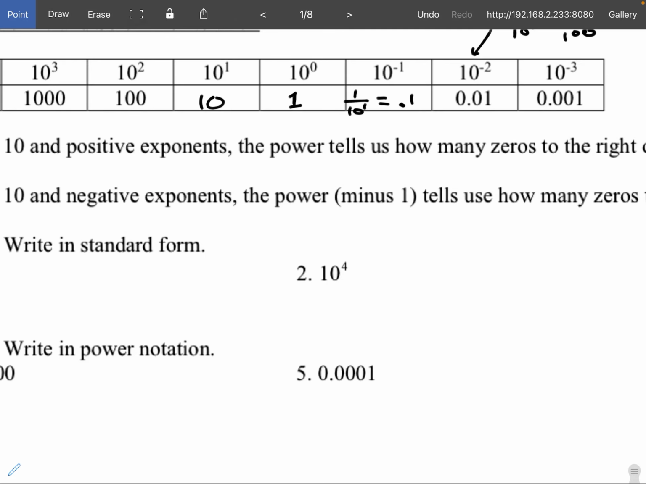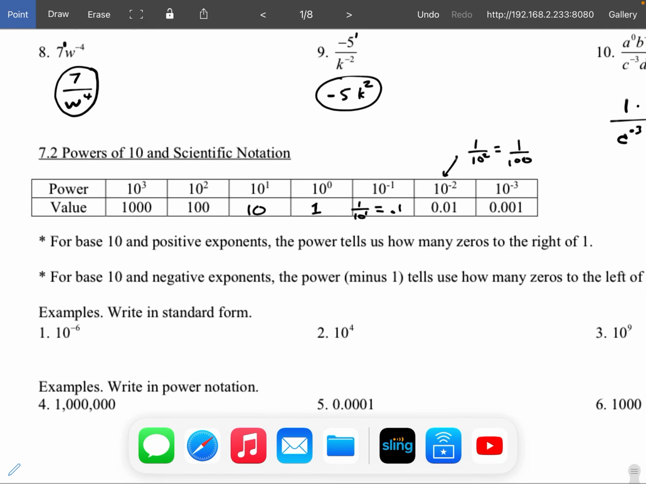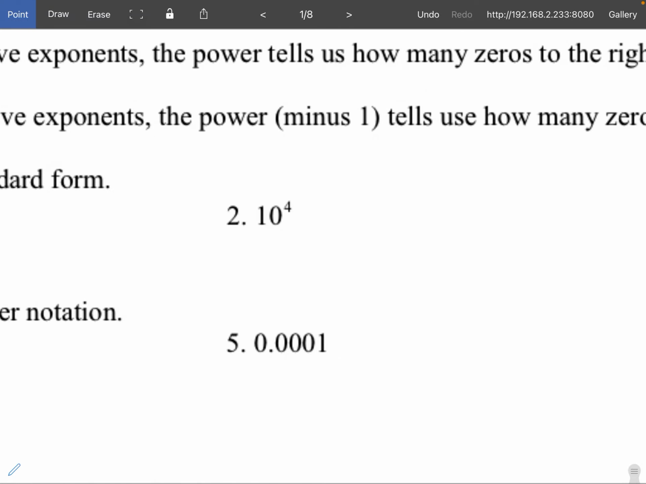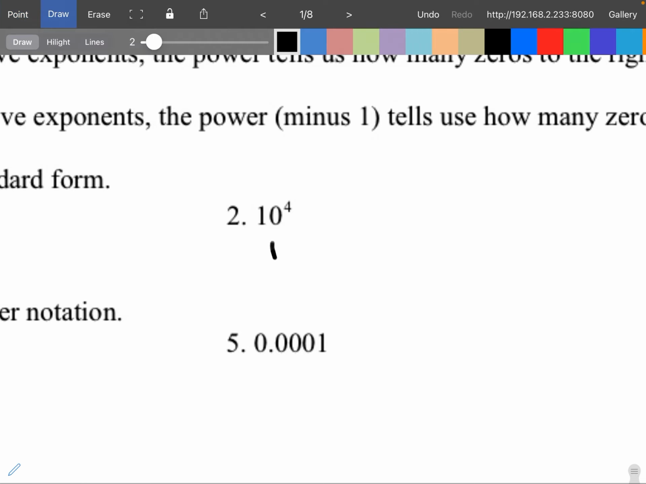All right, so let's just do these. Actually, I'll start with number 2 here. So 10 to the 4th. So you're going to have a 1 followed by how many zeros? 4, yeah. Because that's that first rule I read above. It said if the exponent is positive, the power tells you how many zeros you'll have to the right of 1. So you'll have 4. So that would be 10,000.